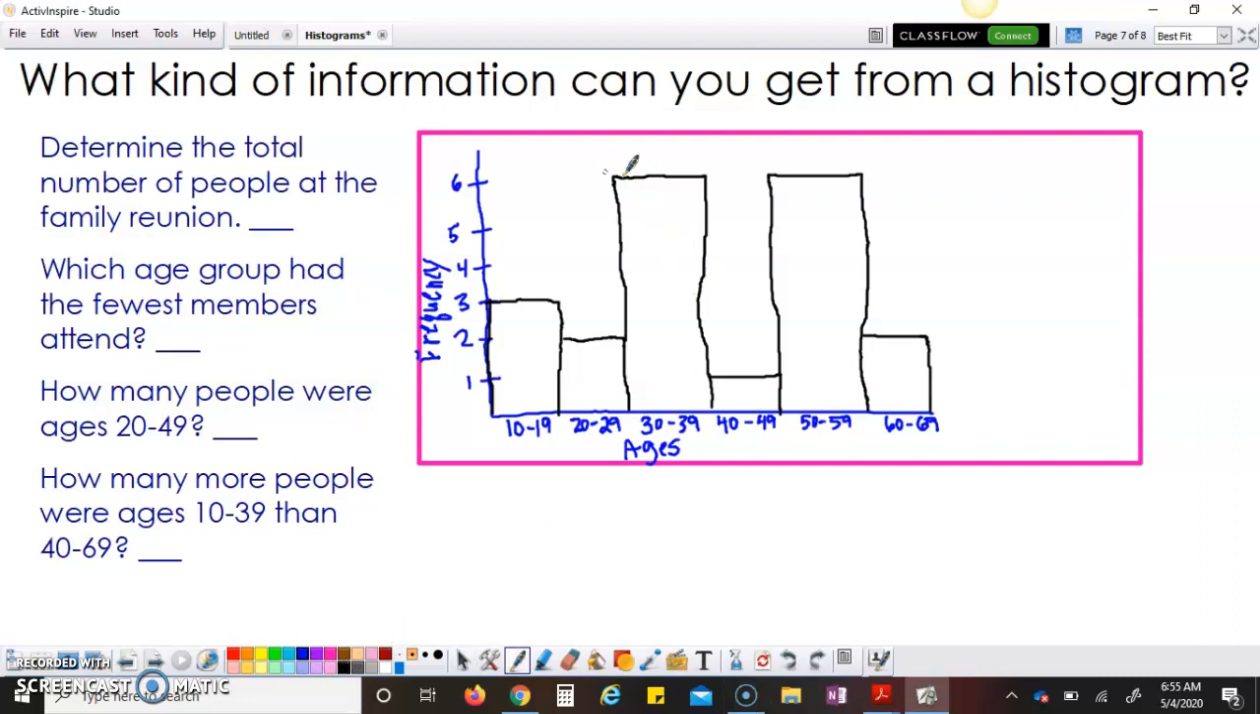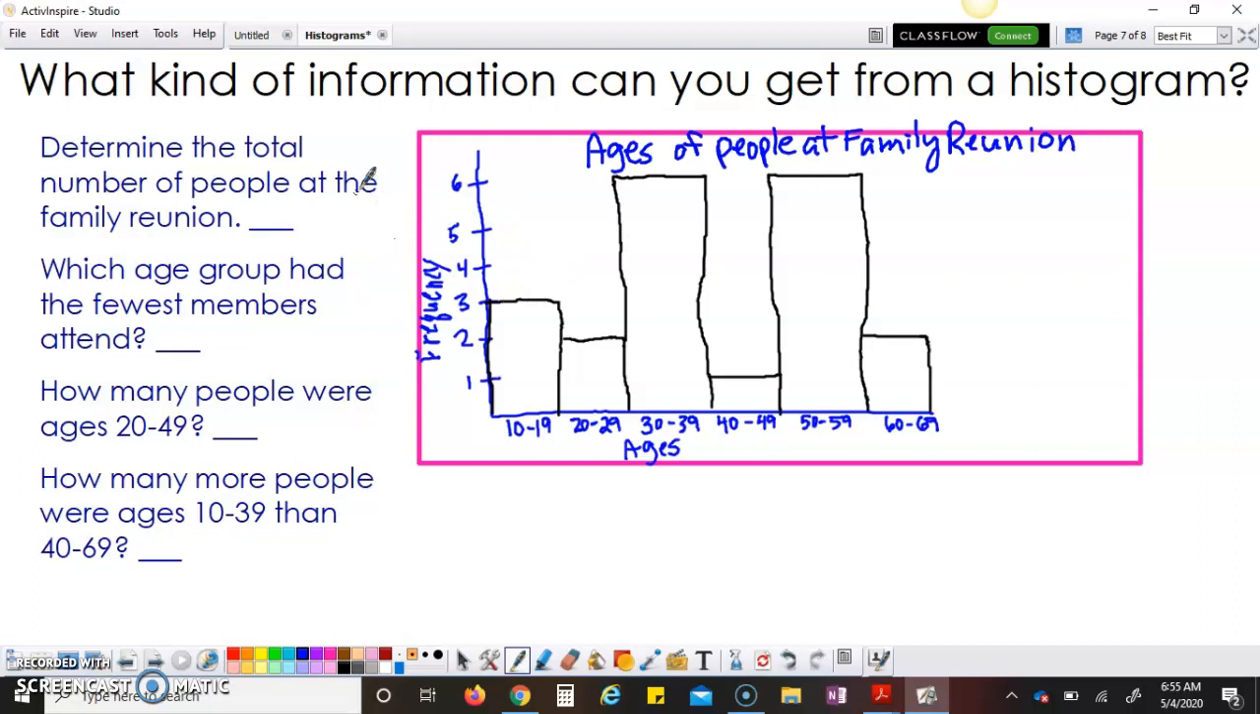Well, first of all, I just realized I did not title my histogram up the top, so I'm going to go do that right now. So remember, this histogram is showing you the ages of people at a family reunion, okay? So don't forget, you want to label your graphs always because you want the person that's looking at your graph to understand what they're reading.